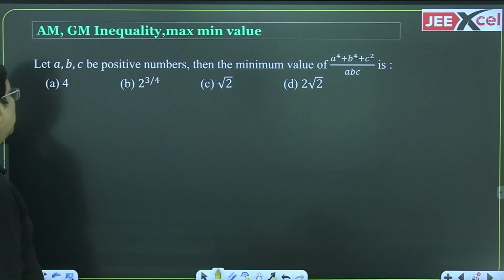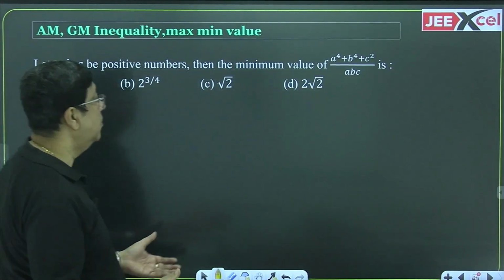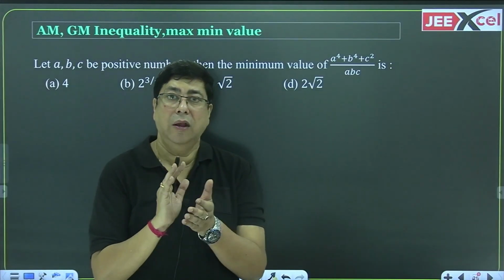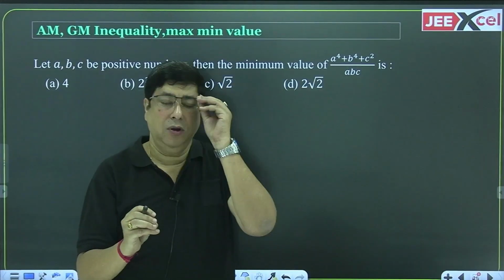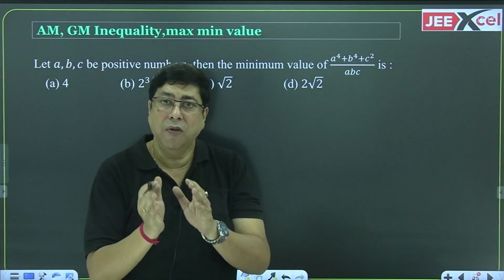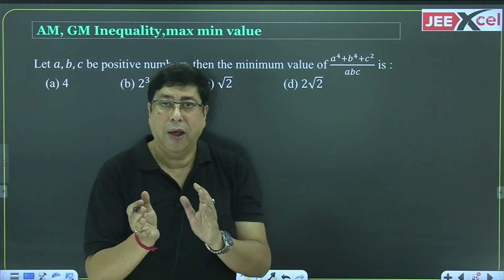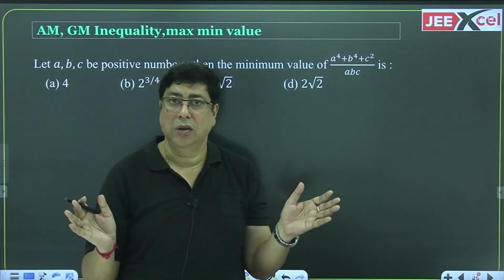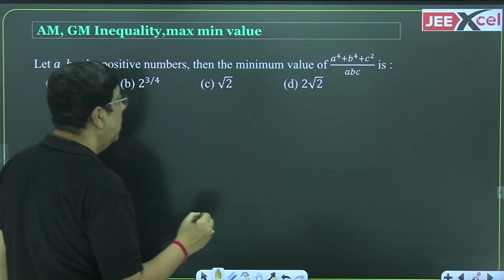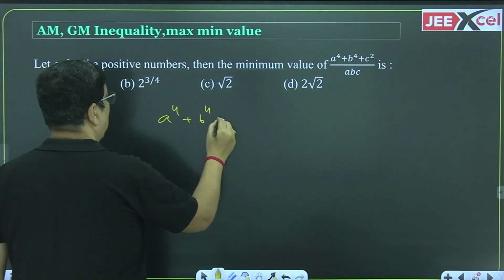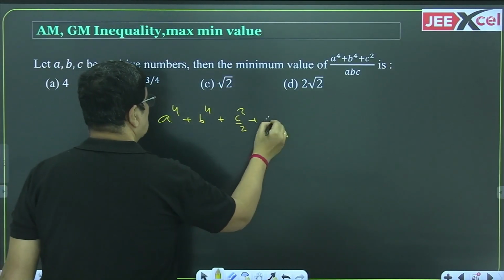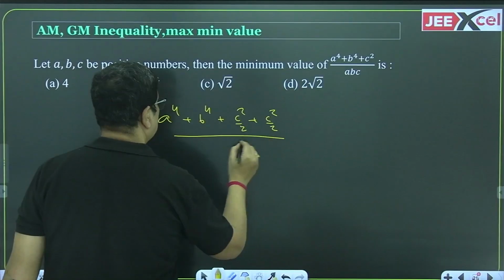For example, this is another very good sum. So once again, the same thing. We'll consider the terms in such a way that for GP we'll get either a uniform power, or otherwise you will get a constant number. So this is another very good example. So what we'll do? A to the power 4 plus B to the power 4 plus C square by 2 plus C square by 2. Why have I done this?